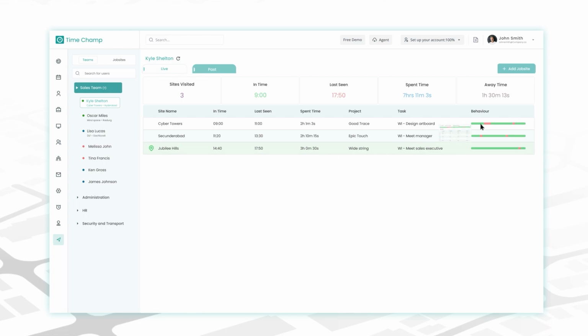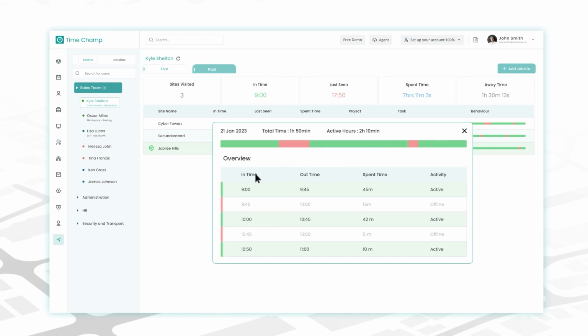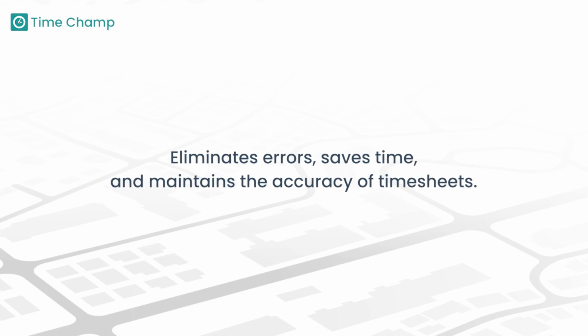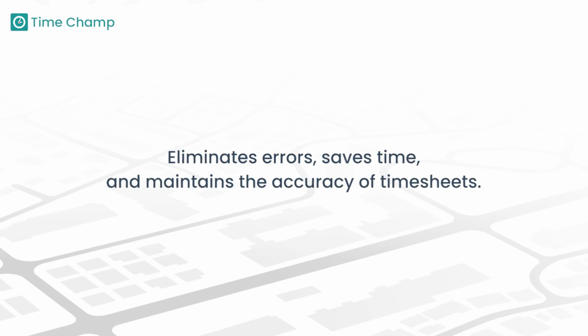Clicking on Cyber Tower's behavior pattern, we can view the summary of in-time, out-time, spent time, and activity between 9 a.m. to 11 a.m. This location tracking eliminates errors, saves time, and maintains the accuracy of timesheets.